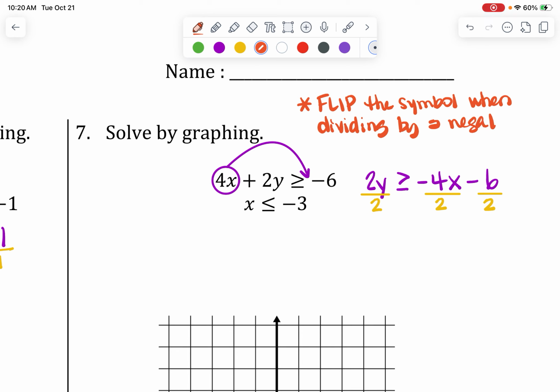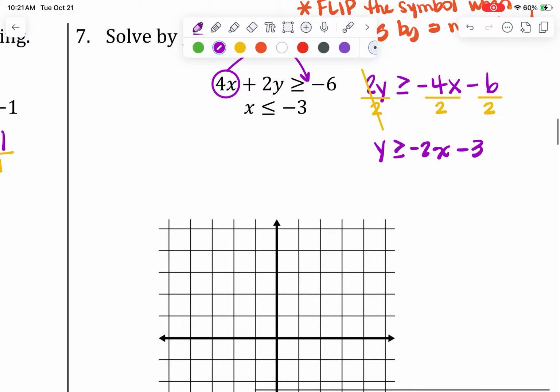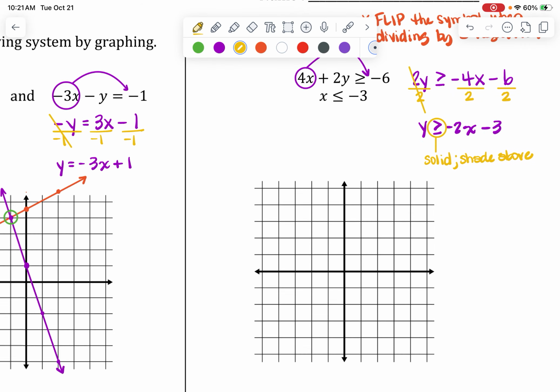Sorry, that's really sloppy. In this case, we're dividing by a positive 2, so we don't need to flip the symbol. Just keep that in mind, though. So this one's going to stay a greater than. That gives me a slope of -2 and a y-intercept of -3. That's going to be our equation. I also noticed that this is a greater than or equal to, which tells me two things. It's going to be a solid line because it has the equal to bar, and we're going to shade above because it's a greater than. I want where all the y values are greater than the line. All right, let's go graph that.